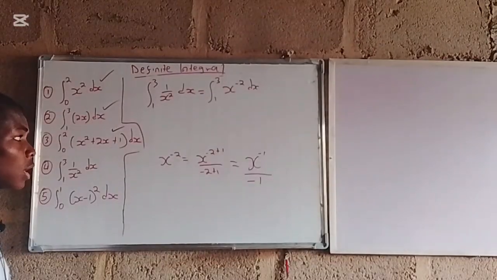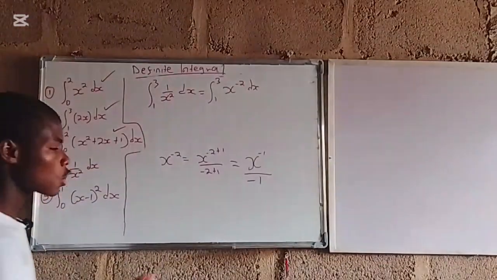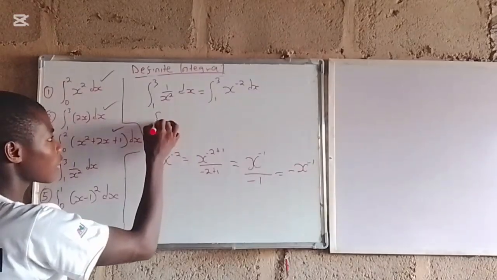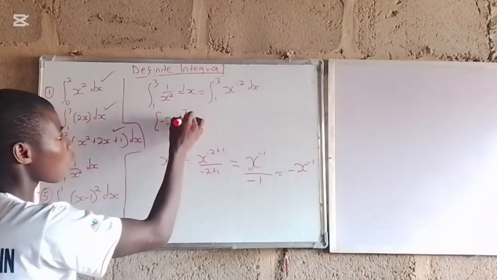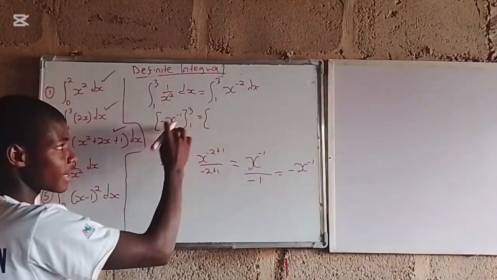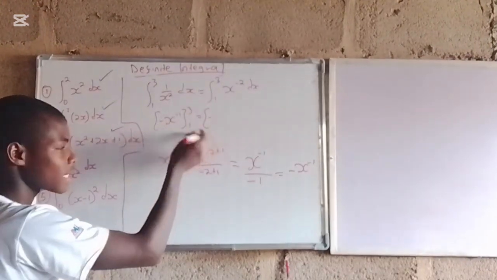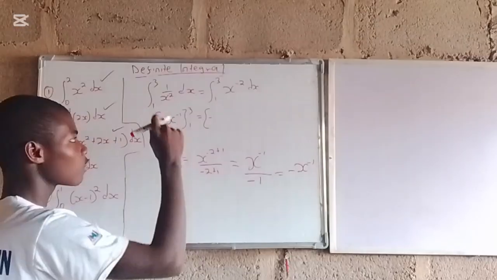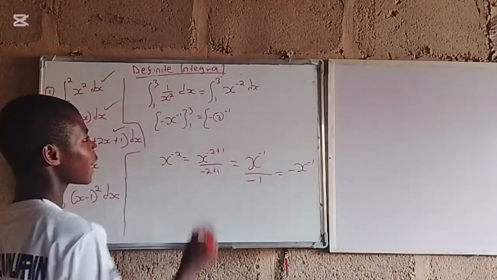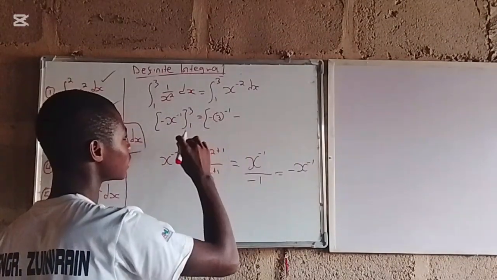So what next? As you can see, this is the same thing as this, then I integrate this. So at the end, I'll have negative x to the negative 1 as what I integrate, with the limit 3 to 1. Then I have to insert the 3 into the upper limit. I will insert this value of x, and then I will insert the lower limit again into the value of x, so that I will find my result.